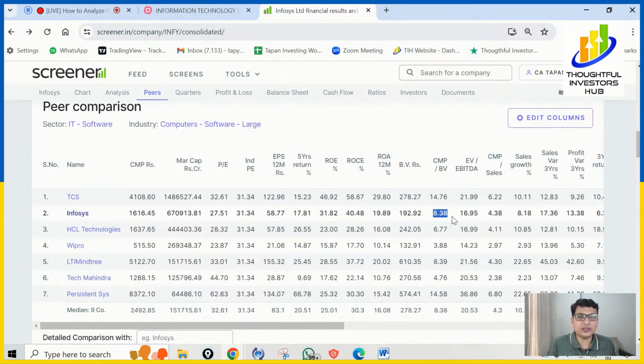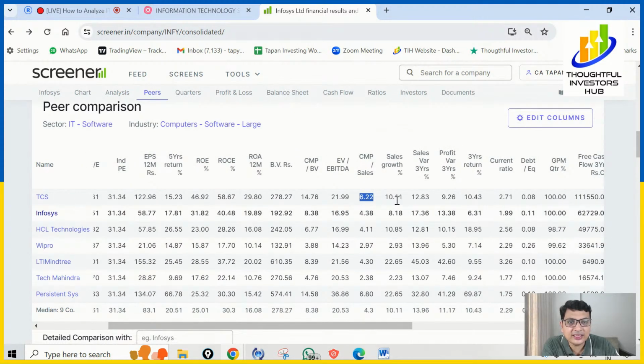EV by EBITDA, you don't need to take that, but you can take current CMP by sales, so it is 6.22, which is higher than TCS. Again, sales growth, if you see here, is 10.1 and 12, and for the other, the LTM entry is 22 this year, the last 3 years is 45, profit growth is 42.